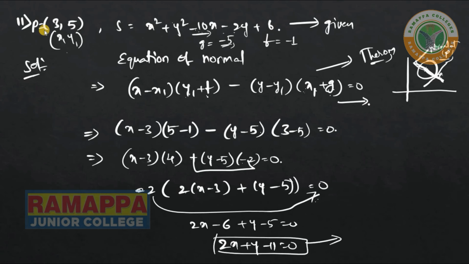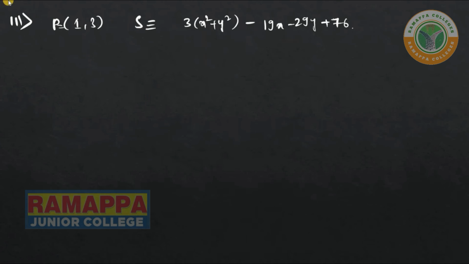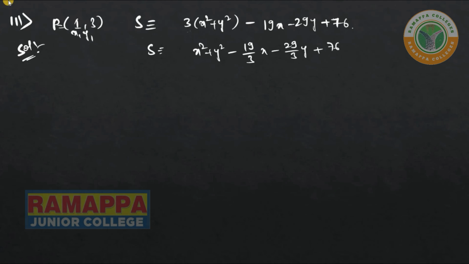Now move to the third question. Here is the third question solution. Given that P(x1, y1) is given, and the equation S is given like this. I will divide by 3, and it will become x square plus y square minus 19 by 3 x minus 29 by 3 y plus 76 by 3. We can write it as equal to 0. If I divide by 3, it will come like this.